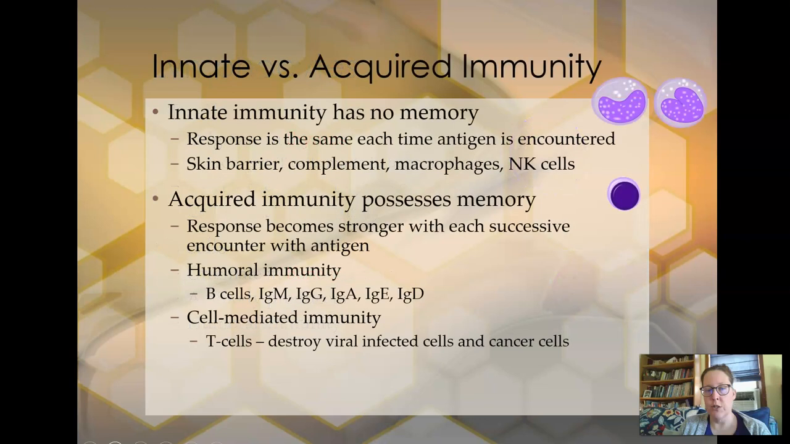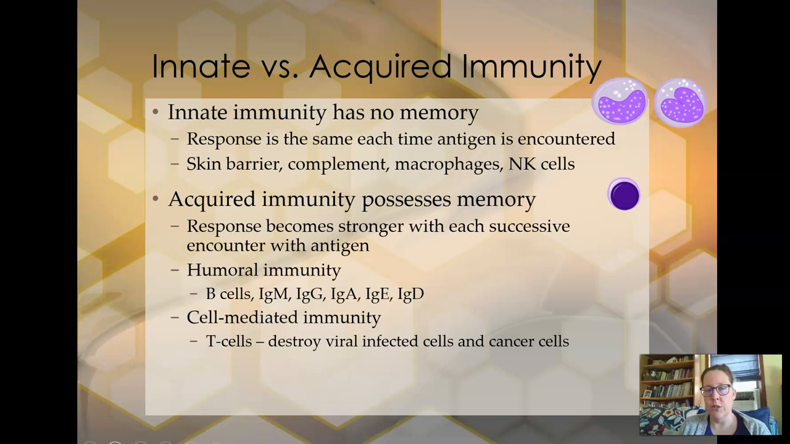All right, your innate versus acquired immunity. So your innate immunity has no memory. It's like pre-programmed. The response is the same each time an antigen is encountered. For example, your macrophages and monocytes are part of your innate immunity. They're patrolling around looking for stuff that doesn't belong, and if they find something that doesn't belong, it always is just going to eat it and destroy it.